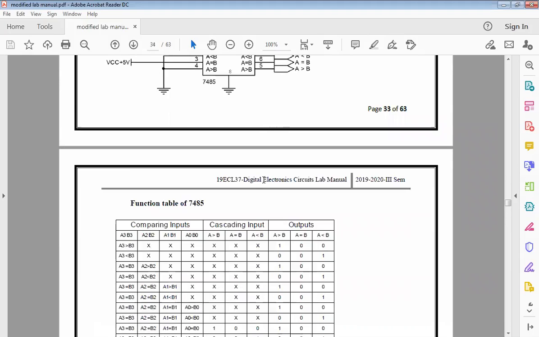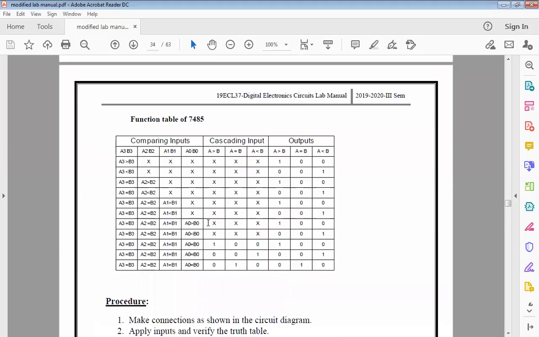Just assume that these values are compared in parallel. So for A0, B0, I will have one column. For A1, B1, I will have another column, and for A2, B2, one column, A3, B3, one column. Now I will check: this is for comparison of inputs, and this is for cascaded inputs, and ultimately these are my outputs. This is a normal one, these outputs we have seen previously also, which is equal to, less than, greater than. The same thing is being employed here.